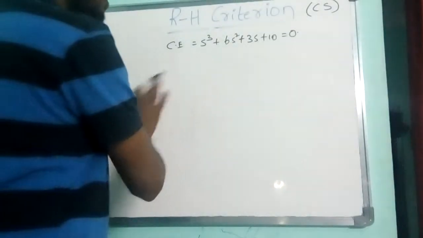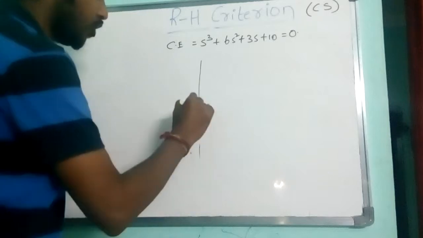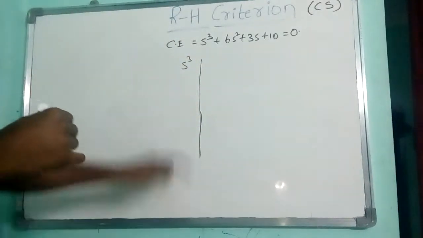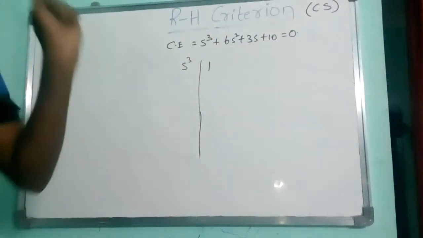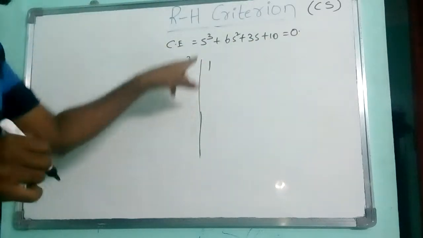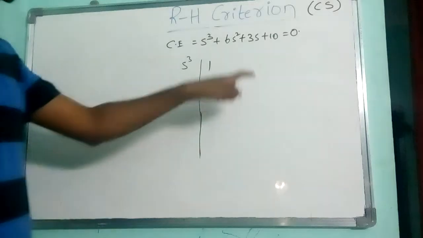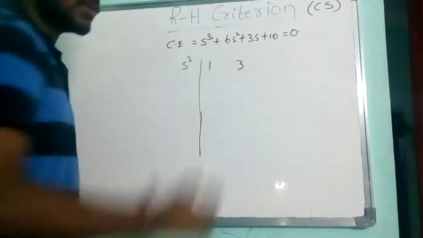So what is the highest order here? 3. That means when I draw my table, first is S cube. What is the coefficient of S cube? 1. Next, the highest coefficient of the same parity, that means the next odd power. What is the next odd power? That is S power 1, its coefficient is 3.